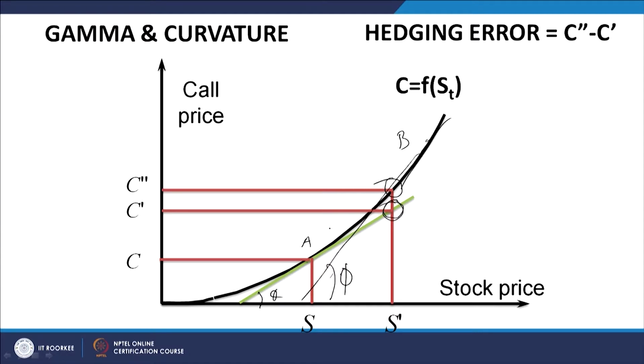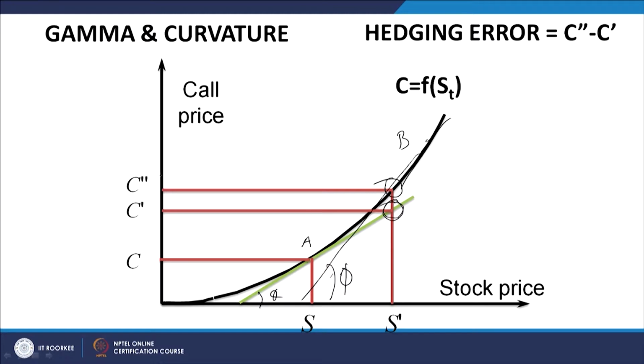So, as you can see, the call has moved in value from C to C double dash. The stock component has only moved from C to C dash. In other words, because the stock position is opposite to the call position, only the portion C to C dash of C to C double dash is neutralized by the stock price.